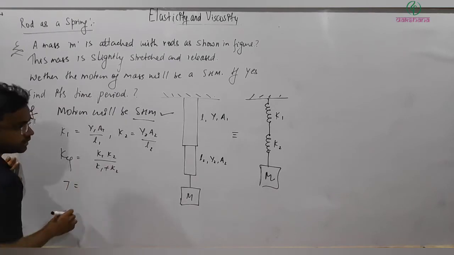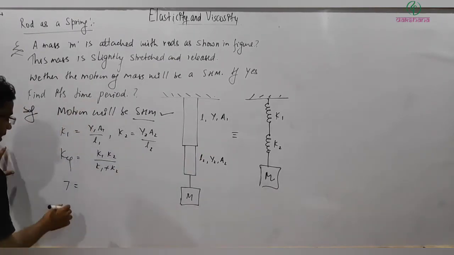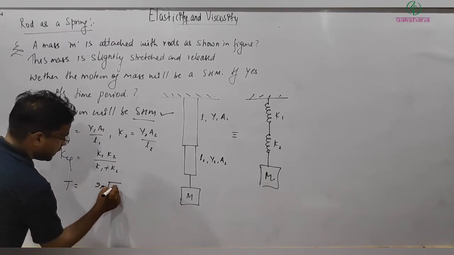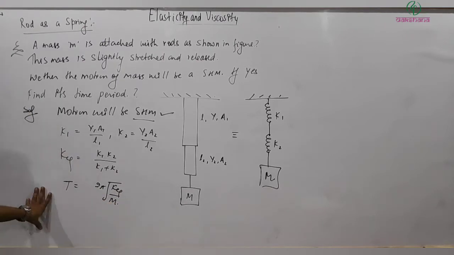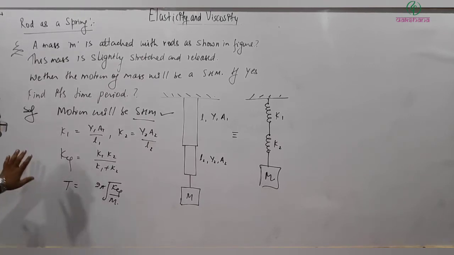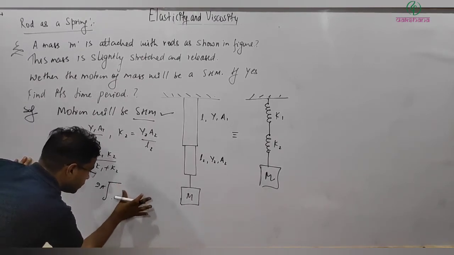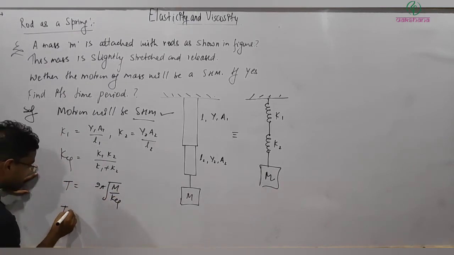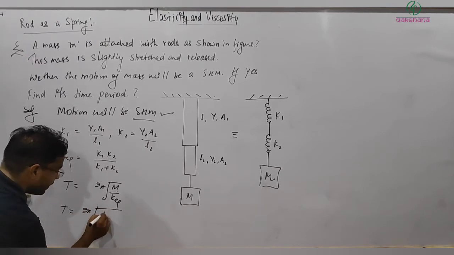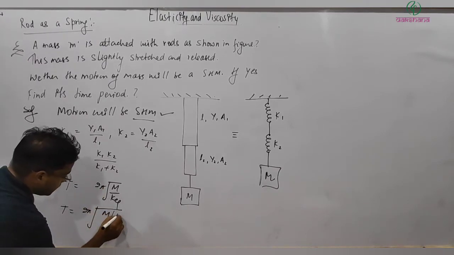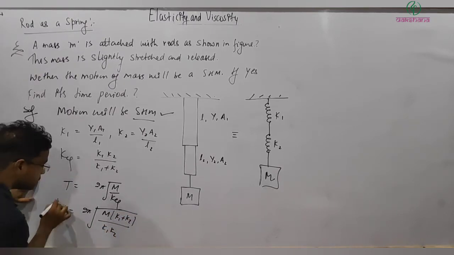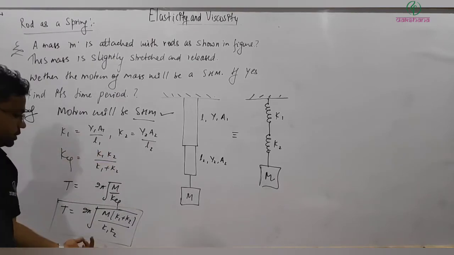So the time period for this system is 2 pi under root K equivalent by M. Right, that is simply the time period, and we know everything, K equivalent and M. Just a small correction, it's M by K equivalent. Now we can substitute everything, so time period is coming out to be 2 pi under root M, and K equivalent is K1 plus K2 divided by K1 K2, and the values of K1 K2 are already given here. So this is the answer.